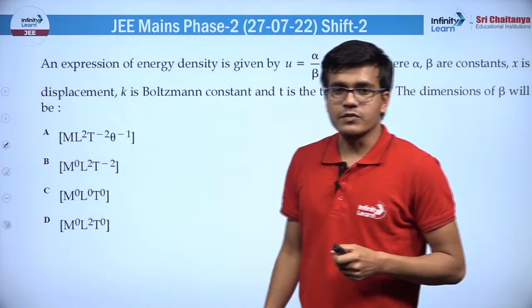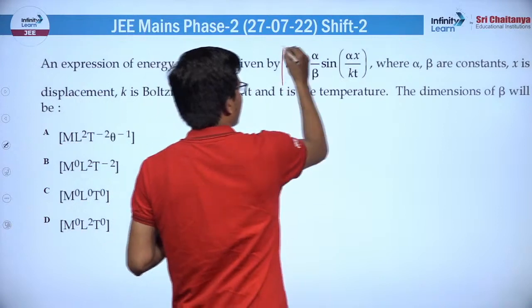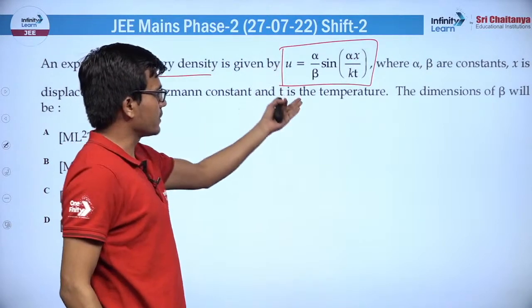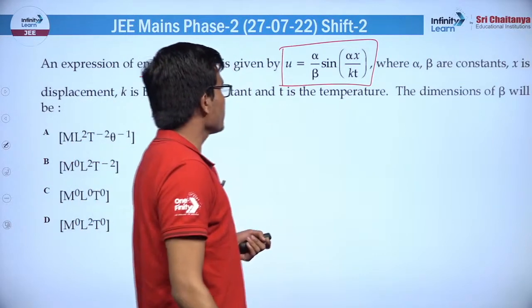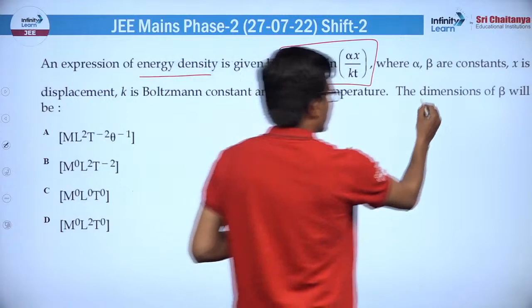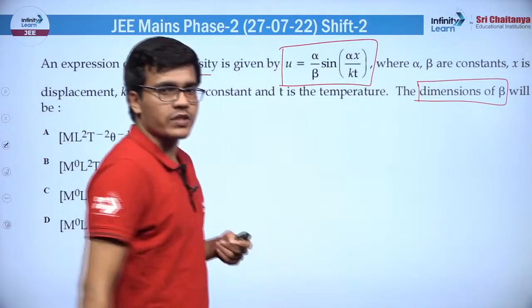So starting from the first question, this is a question from units and dimensions. You have an expression of energy density given as alpha by beta sin(alpha x by kT), where alpha and beta are constants, and you have to find the dimension of beta. That is the question.